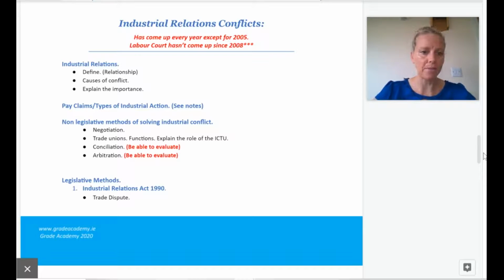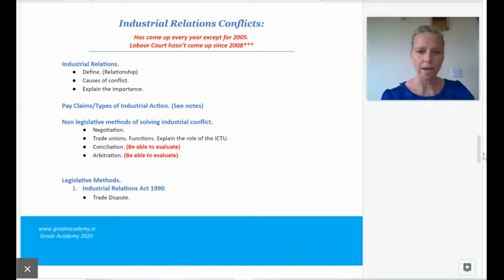Next one, we have pay claims and types of industrial action. So a relativity pay claim, a comparability pay claim. Then there are different types of industrial action. So make sure you have a look at the notes that I've given you on that. It often comes up maybe as a 10 mark question or 15 mark question. So make sure you can answer that.